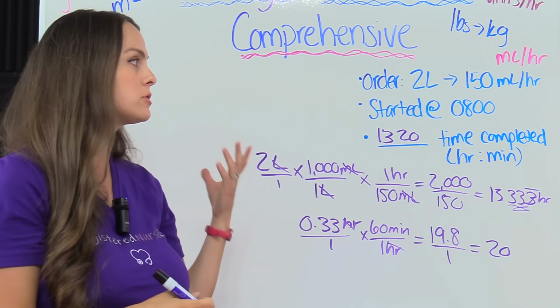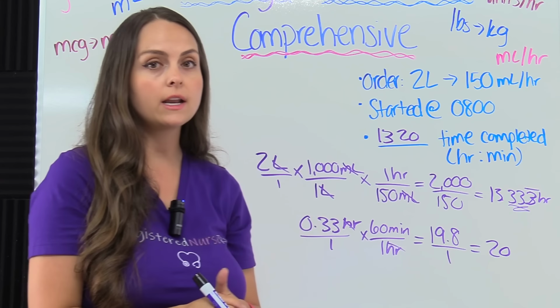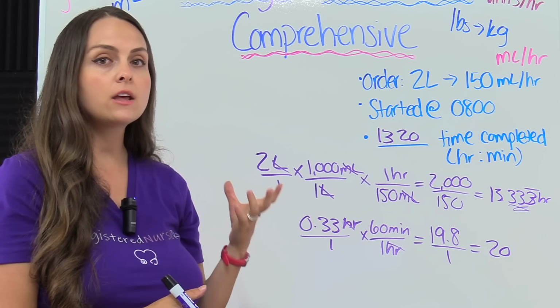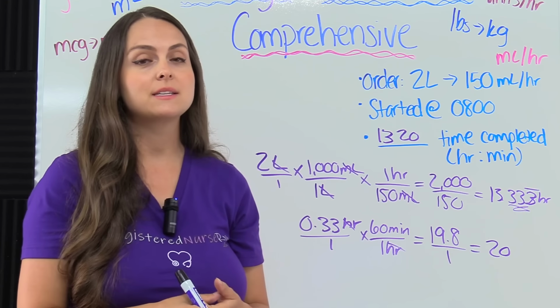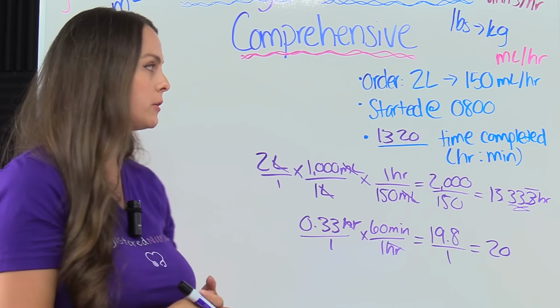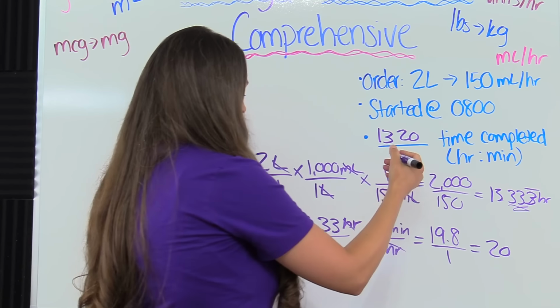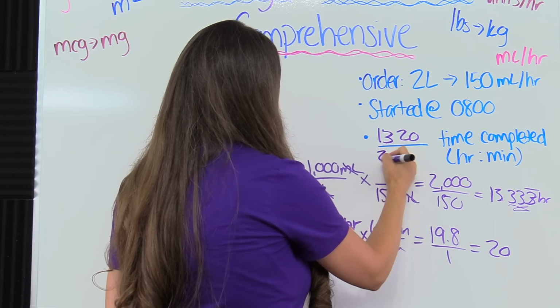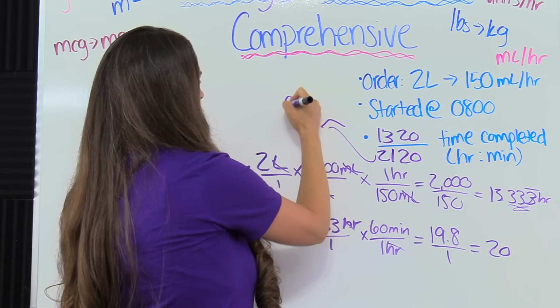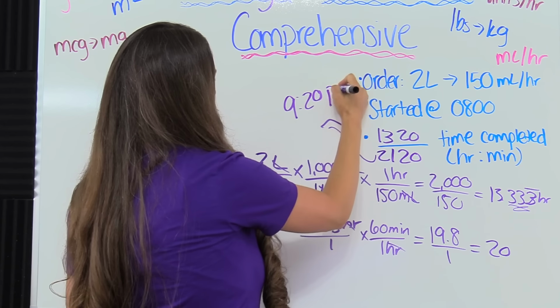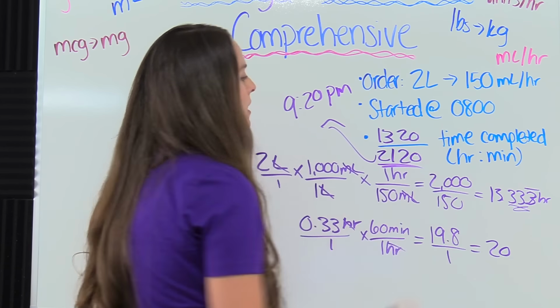So 13 hours and 20 minutes from 8 a.m. in the morning would give us 9:20 p.m. But we need to write that in military time because that's how we give time in the medical field. So military time for that would be 21:20, and that is equal to 9:20 p.m. and that is our answer.